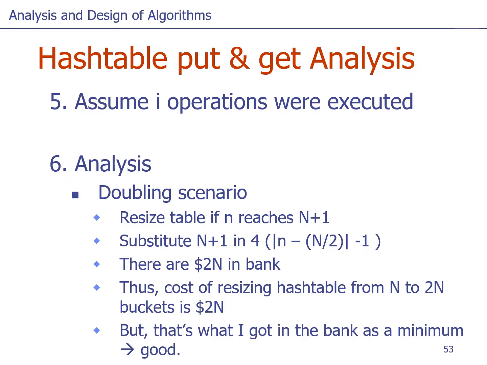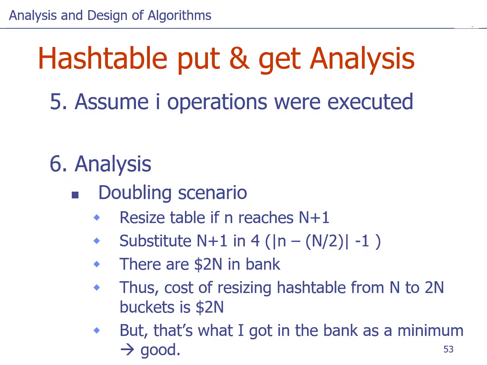So I will assume I operations were executed, and I will analyze the financial requirement for each one of the critical scenarios separately. So first I have the doubling scenario. Now I'm resizing the table if small n reaches big N plus 1, which exceeds the load factor of 1. So what I actually have is small n being big N plus 1. So I'm going to plug in the formula I was just looking at, and instead of the small n, I will plug in big N plus 1.